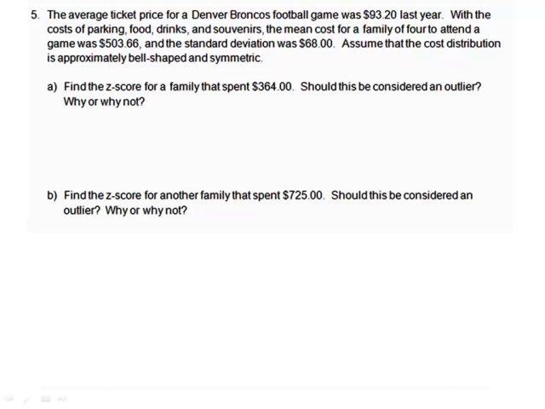Now for this problem we have average ticket prices for a Denver Broncos football game, supposedly last year. And then we're looking at the mean cost for a family of 4 to attend a game, the mean and the standard deviation for that. So first of all, we're just going to find the z-score for a family that spent $364. So we're taking our 364, which is our x, minus our mean, and then divide by our standard deviation.